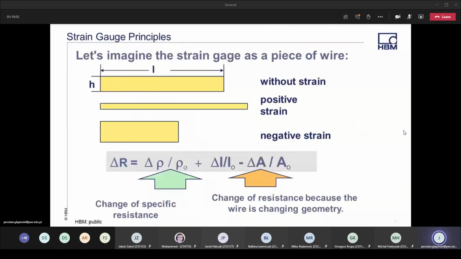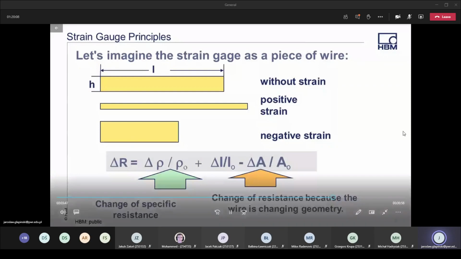Here we have another view of the same thing. The strain gauge is a piece of wire. Without strain, it maintains its original length and resistance. With a positive strain, the resistance goes up, and with a negative strain, because of the changing geometry of the wire, the resistance goes down. Now, this change in resistance is really very small, so it is difficult to measure that change using just an ohmmeter. So an amplifier circuit using the Wheatstone bridge and a high gain is used to convert this change into a change in voltage, which is then converted into strain value through a normalization process.